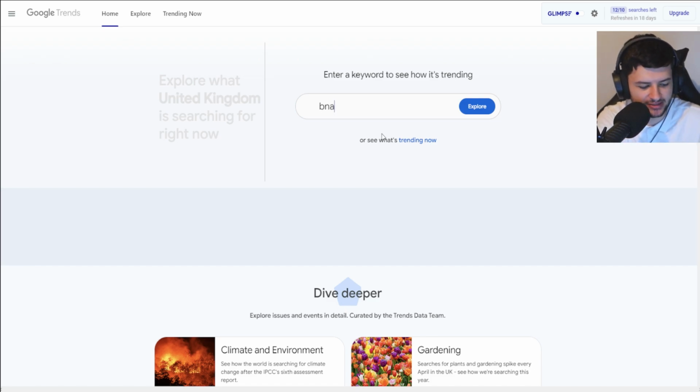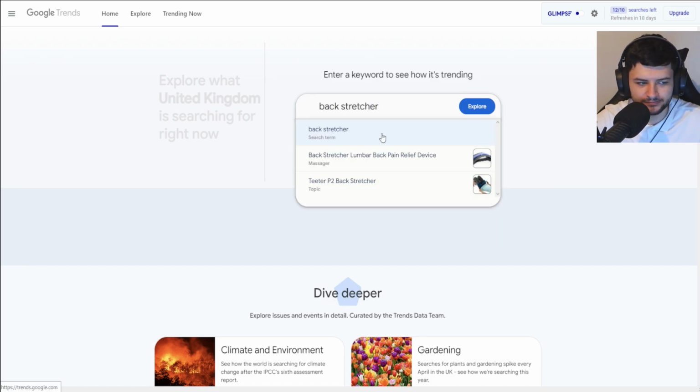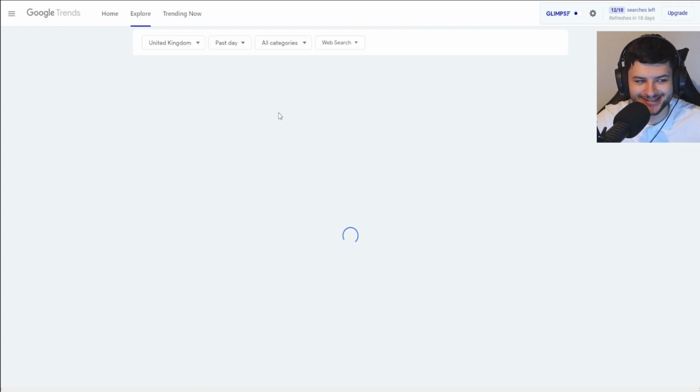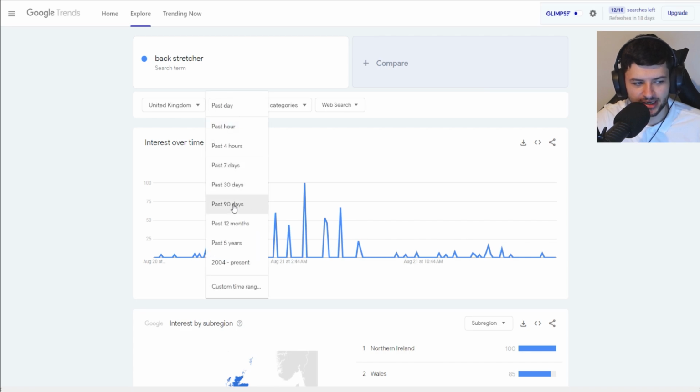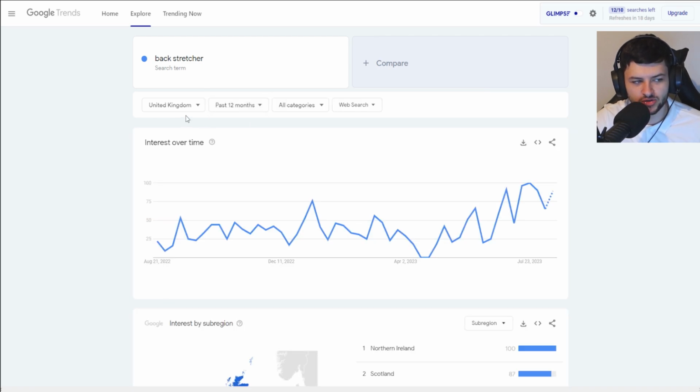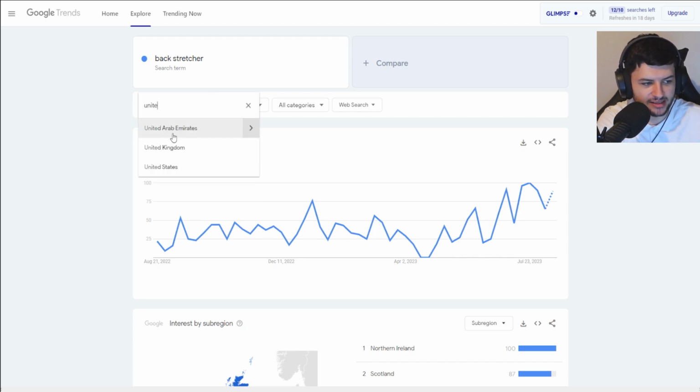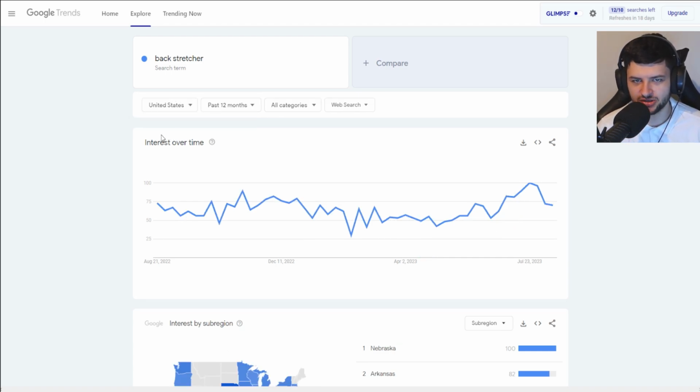So you could type in things like back scratcher, for an example, and just press on the search term, and you'll see the data for that specific search term, which is maybe the product you want to sell, and we can sort that by the past 12 months. Also, by default, it'll be the original country you made your account in, so we can change this to the United States. We usually want to use the United States for all metrics. They have the biggest e-commerce metrics globally.